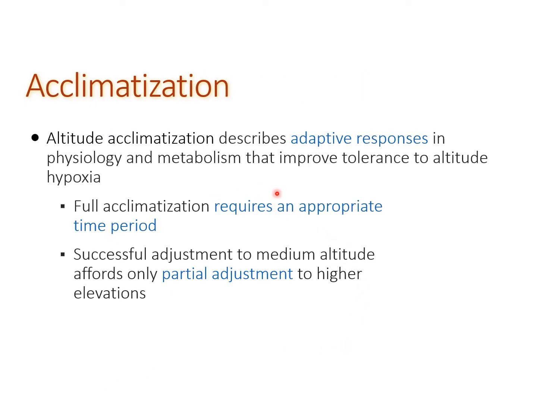Now, acclimatization, we talked about this a few slides back, but acclimatization is an adaptive response in physiology and metabolism to improve the tolerance to altitude hypoxia in that particular environment. So if you were to go up to the mountains in Canmore or Banff, that would be the environment you'd have to exercise in order to acclimatize to it. Full acclimatization requires an appropriate time period, so it does take time, and successful adjustment to medium altitude affords only partial adjustment to higher elevations. So if you want to continue to acclimatize, you want to start at a moderate altitude and slowly increase your altitude so that you can progressively increase your tolerance to it.